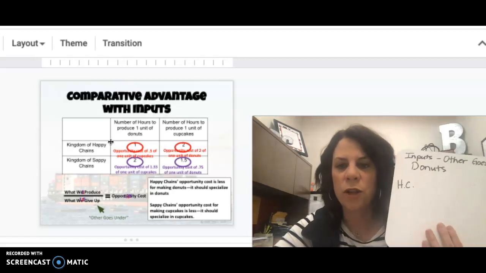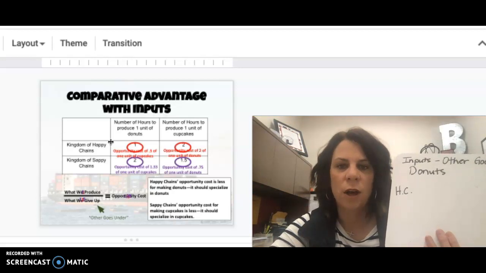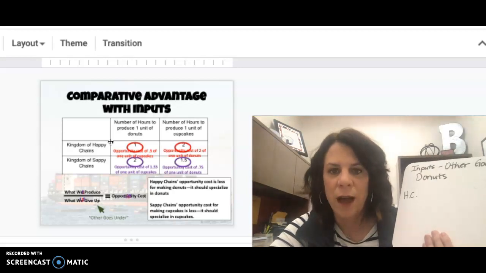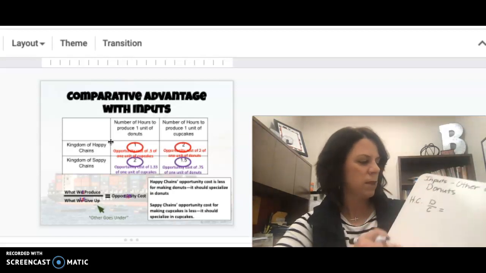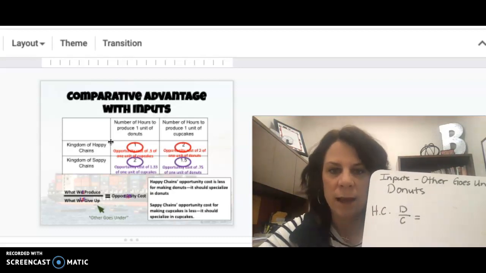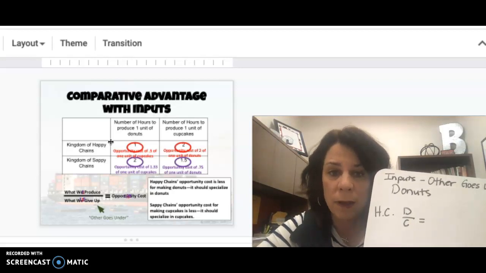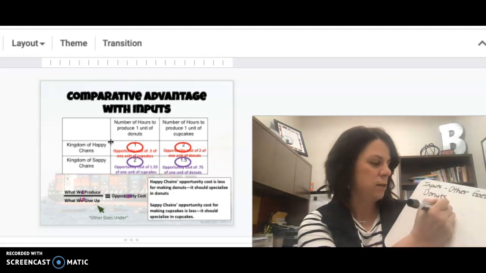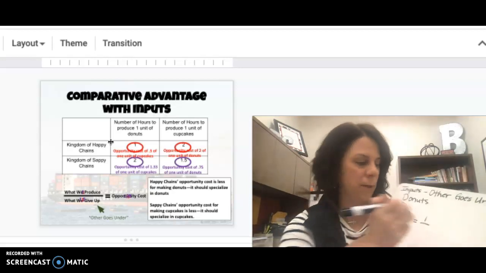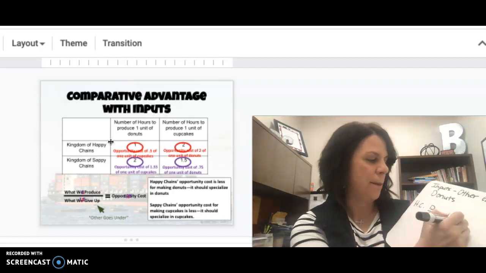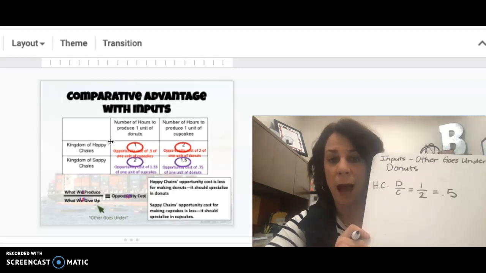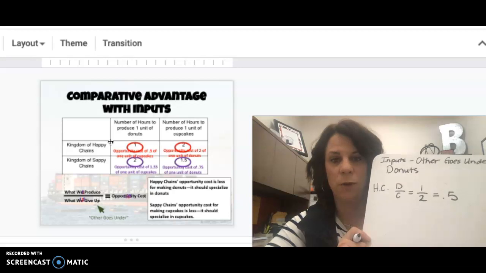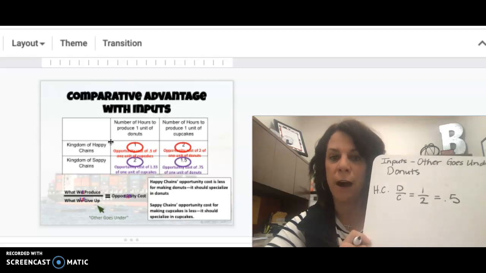And I'm looking at, so for donuts, who has comparative advantage? So remember, other goes under. So the other product is cupcakes. So this is going to be donuts over cupcakes. So basically what this is saying is Happy Chains can produce a dozen donuts or a dozen cupcakes, but it's going to take them 1 hour to do that for donuts. So 1. It's going to take them 2 hours to do that for cupcakes. So over 2. So Happy Chains comparative advantage. So what they give up is 0.5 hours in cupcakes is what that's saying. So produce a dozen donuts, they're giving up 0.5 hours in cupcakes.